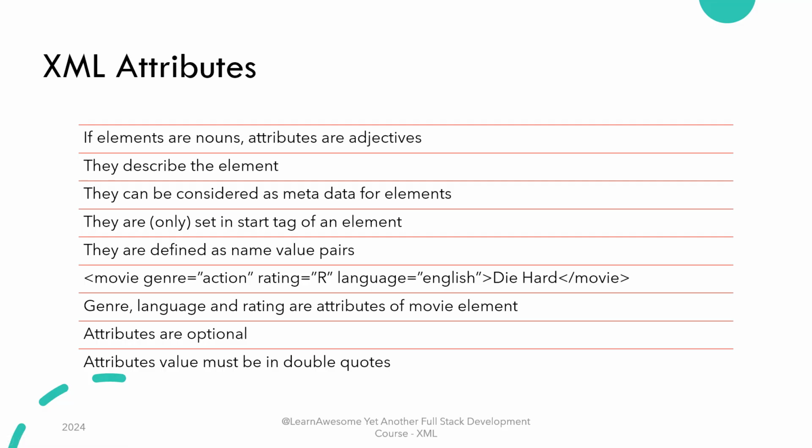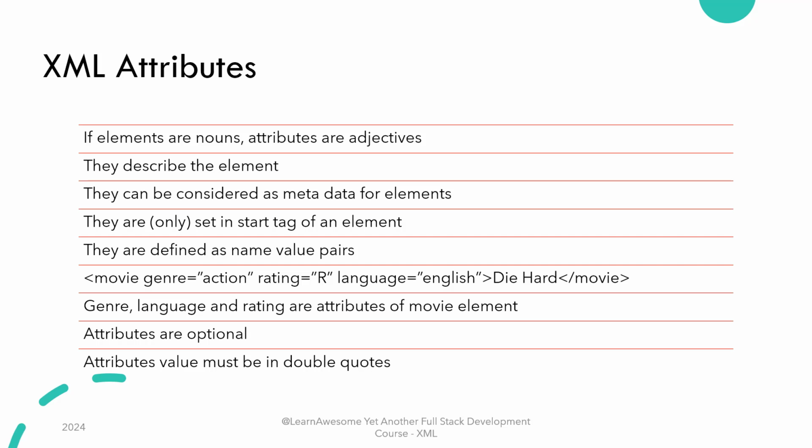Let's now talk about another extremely important concept in XML called attributes. Attributes are like adjectives for the elements, that is, they describe the element or provide information about the elements, a sort of metadata about elements, you can say. As it probably makes sense, they are set on the element in the start tag and start tag only as name value pairs. Before going further, an example would be good.